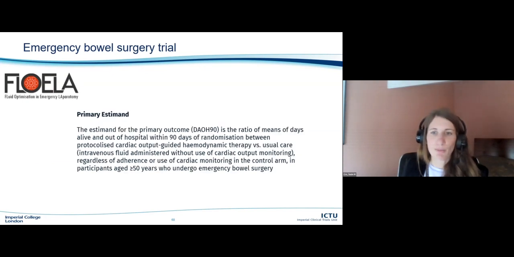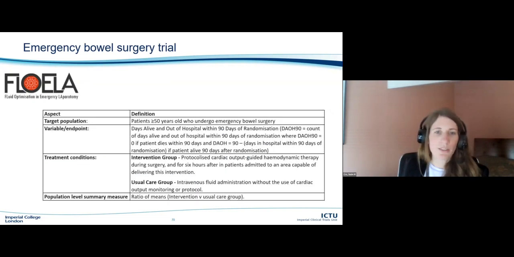The general description of the primary Estimand presented in the SAP is as follows here. So this is that the Estimand for the primary outcome is the ratio of mean of days alive and out of hospital within 90 days of randomization between the protocolized cardiac output guided hemodynamic therapy arm versus usual care, which they've clarified, and then regardless of adherence or use of cardiac monitoring in the control arm, in participants aged 50 years or over who undergo emergency bowel surgery. And so this was then broken down into its 5 elements in a tabular form as follows here. So here we've got the population, variable, treatment, and population level summary measure.